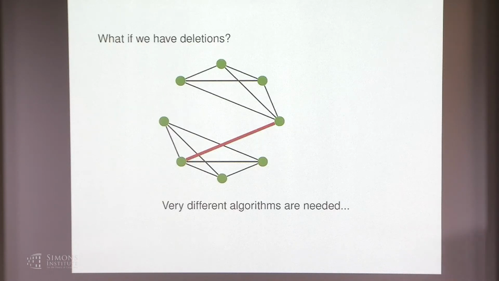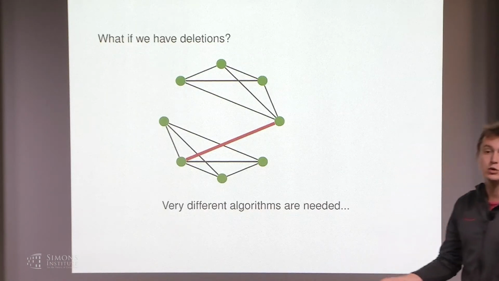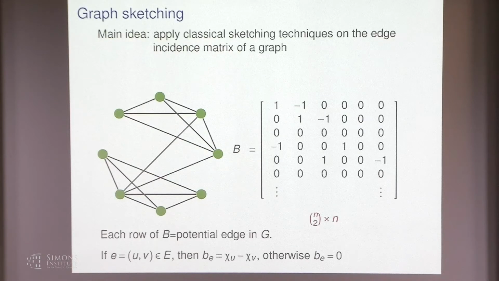Okay, good. So it's clear that very different algorithms are needed, and that's exactly where sketching comes in. Linear sketching, as we have seen, is a very nice primitive, because if I'm able to design a linear sketching style algorithm for my data stream problem, then this algorithm seamlessly translates to the setting where edges can be both inserted and deleted. And this brings us to graph sketching. So graph sketching is the following idea.